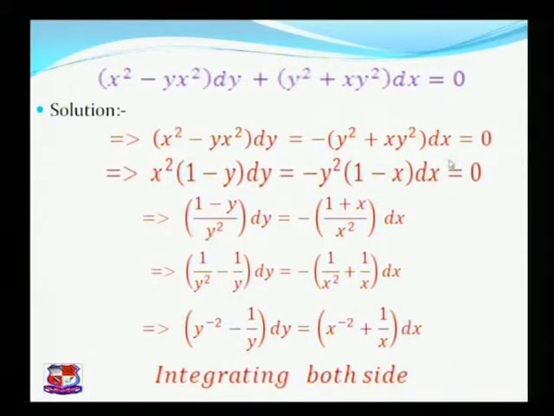Don't take into consideration. Okay, so by simplifying we will get (1 minus y) upon y square into dy is equal to minus of (1 plus x) upon x square into dx. So we will get 1 upon y square minus y upon y square, that is 1 upon y, into dy is equal to minus of, in bracket, 1 upon x square plus x upon x square, that is 1 upon x, into dx. And so we'll get y raised to minus 2 minus 1 upon y into dy is equal to minus of x raised to minus 2 plus 1 upon x into dx.